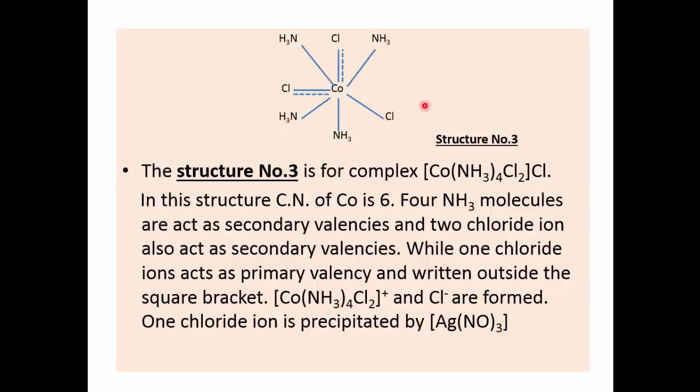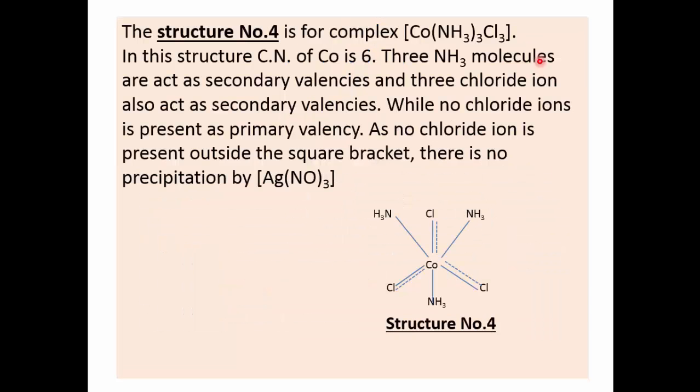And this is the structure of this formula, Co(NH3)4Cl2 Cl, where the last Cl is written outside the square bracket. So 4 ammonia molecules and 2 chloride ions act as secondary valency. These 2 chloride ions play a dual role. So they are attached to the cobalt ion with the help of a thick line as well as a dotted line, while ammonia molecules are attached to the cobalt ion with the help of a thick line only.